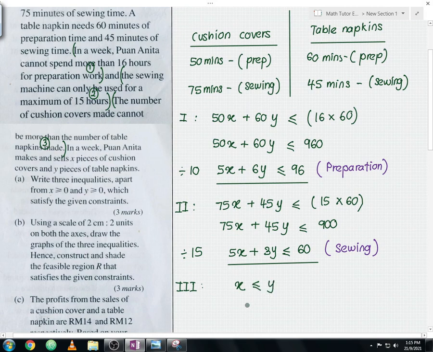Okay, but then in our upcoming questions, since we are going to plot the graph, what you do is you switch this equation. So from here it will be y more than or equal to x. Okay, so this will be your constraint 3. So let me underline this.